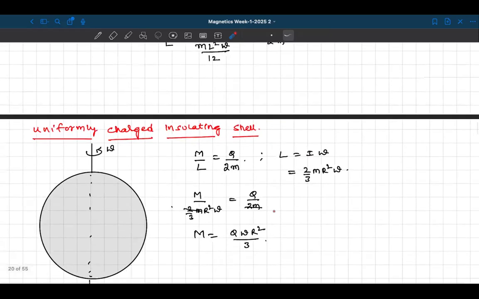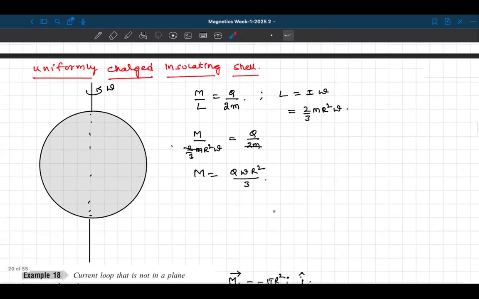Likewise, a uniformly charged insulating shell. Then, what is the time now? Okay, we have time. Right. This I will discuss tomorrow otherwise.